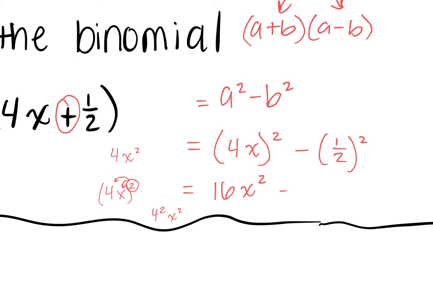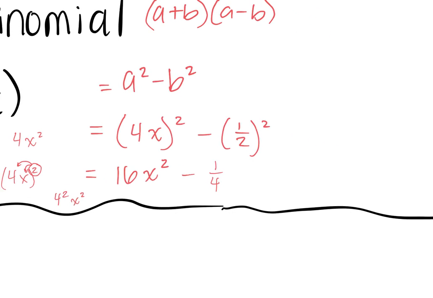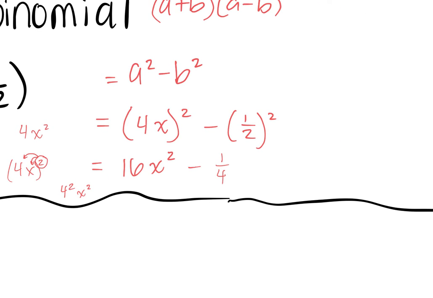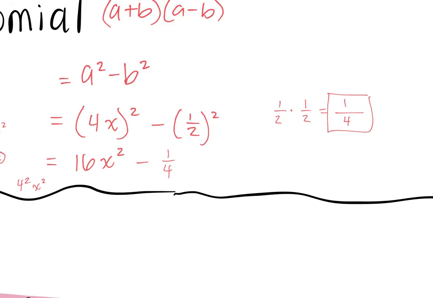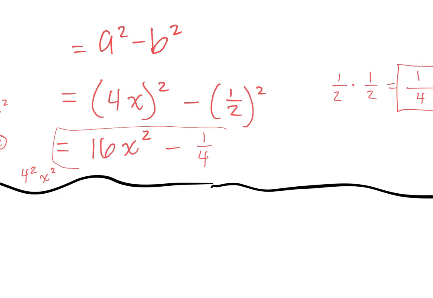Now, does anyone know what 1/2 squared is? Carlos? Absolutely right. Nice job. How did you get that? Very good. Carlos is just like, well, if you square something, that means you multiply it by itself. So 1/2 times 1/2. 1 times 1 in the numerator is just 1. What about the denominator? 2 times 2 is? Four. 1/4. So if you used the FOIL method, you should have gotten this same answer, okay?